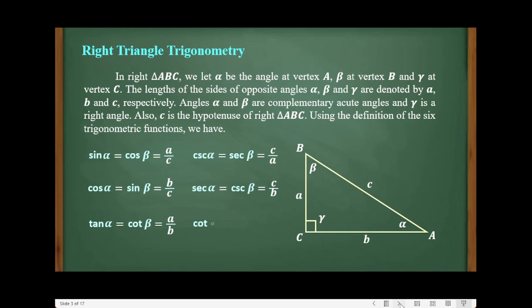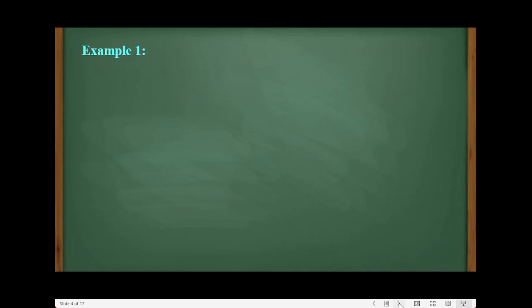And finally, cotangent alpha, which is equal to tangent beta, is equal to b over a. Okay, next slide. We have now the first illustrative example. Solve the given triangle with the given angle beta, which measures 30 degrees, and side small letter a, which has a length of 24 units.